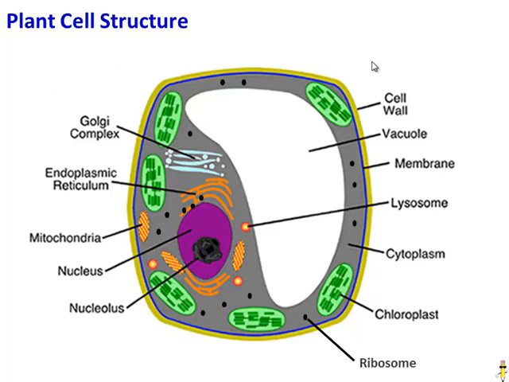Plant cells are one type of eukaryotic cell. Here you can see that they have a nucleus, which contains a smaller structure called a nucleolus. There's a mitochondria. There are chloroplasts, the large green structures, small structures called ribosomes, cytoplasm, a membrane, as well as a wall, and a big vacuole right in the middle, as well as structures called Golgi complex and endoplasmic reticulum.